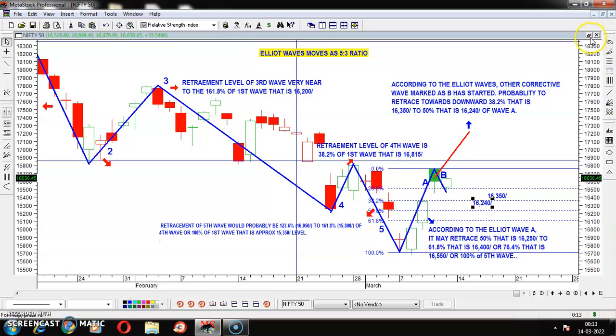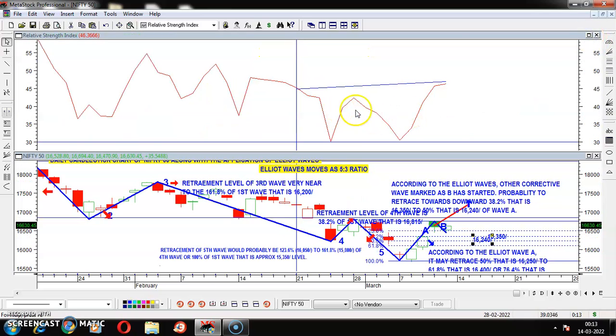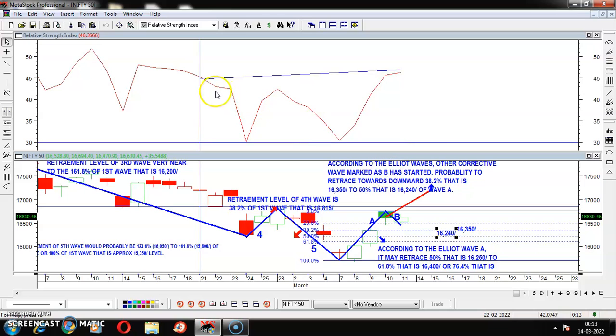Now let me check with another parameter also. Now I have already plotted the RSI. RSI is called relative strength index. So with RSI, we can clearly observe the divergence. Divergence means you see the RSI, the 14-day RSI. If you calculate the 14-day RSI, it is over here. If I make one trend line from here to this, you see this is the high, this is the lower high, right?